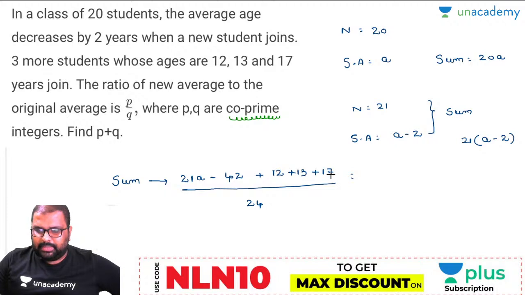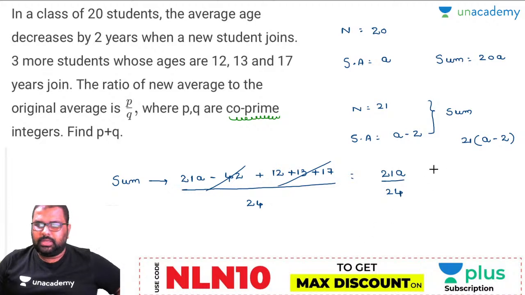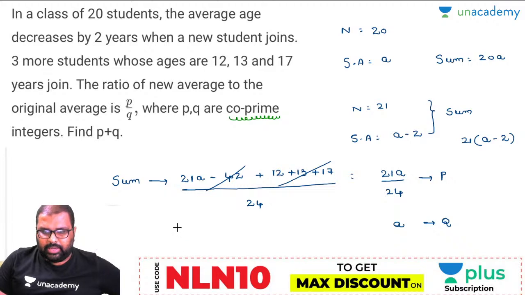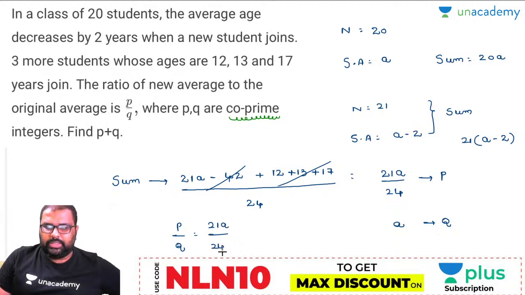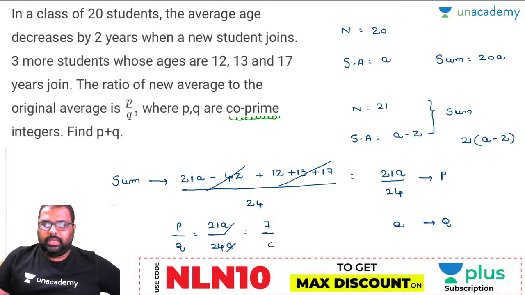Now let me know the answer. 12 plus 13 plus 17 is how much? Is it 42? So 42 will get cancelled. So the average is 21A by 24. This is the new average. So the new average is P, and the original average Q is given as how much? Is it A? Yes. Now you are asked to find P by Q. P by Q can be written as 21A by 24, and Q is A. Cancel all those things and let me know the answer. Is it 7 by 8? Yes, your P value is 7 and your Q value is 8.